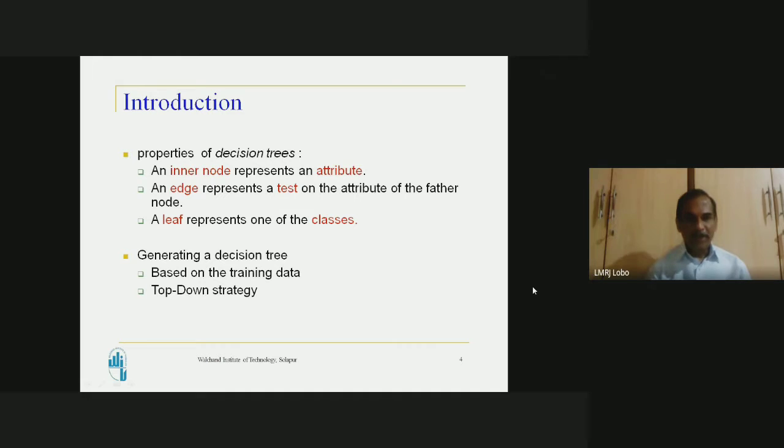Now, when we go for decision trees, we see that an inner node represents an attribute, an edge represents a test on the attribute of the father node, and a leaf represents one of the classes. For generating a decision tree, we use the data which is called the training data. And we basically use a top-down approach of going from a node which is at the highest level to the leaves.